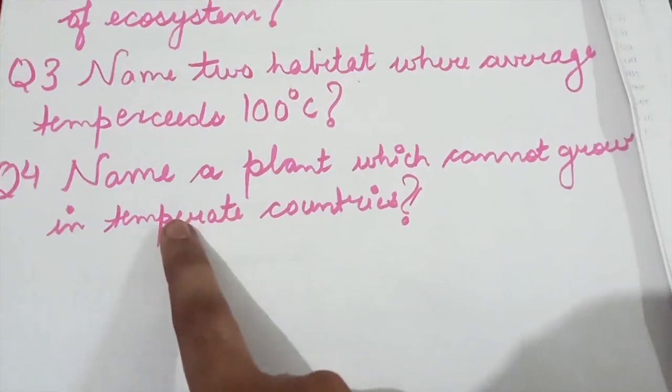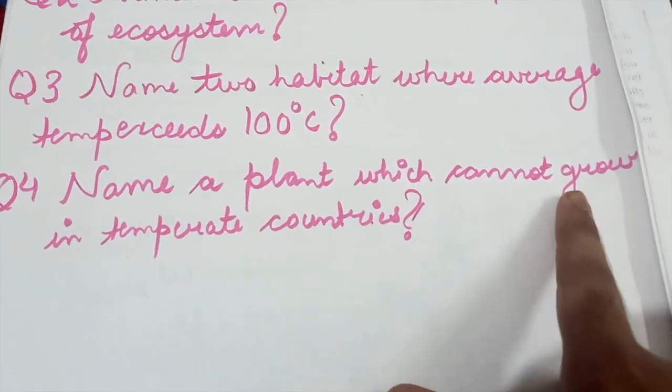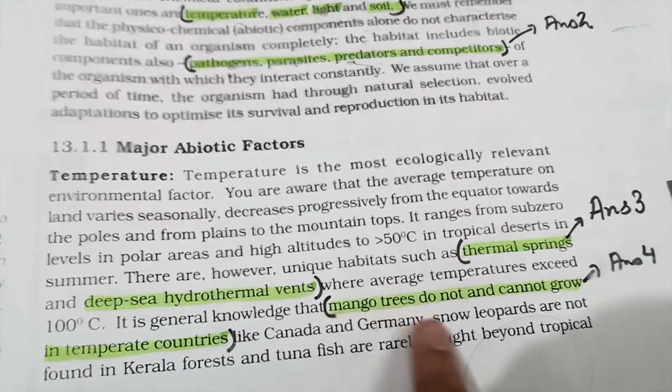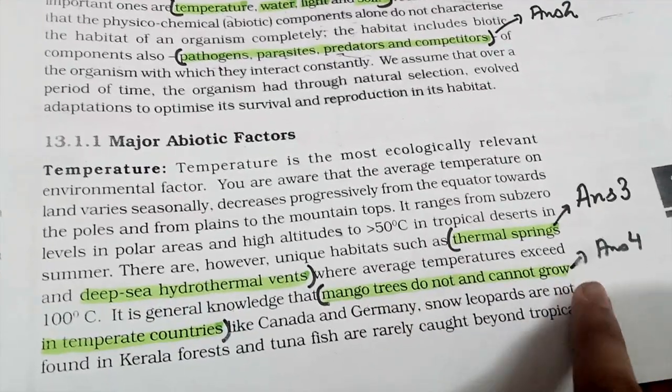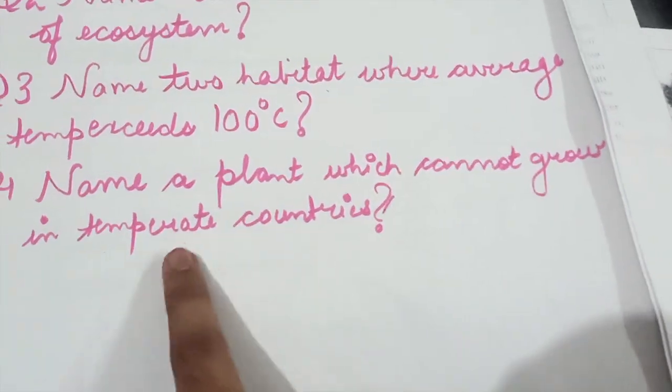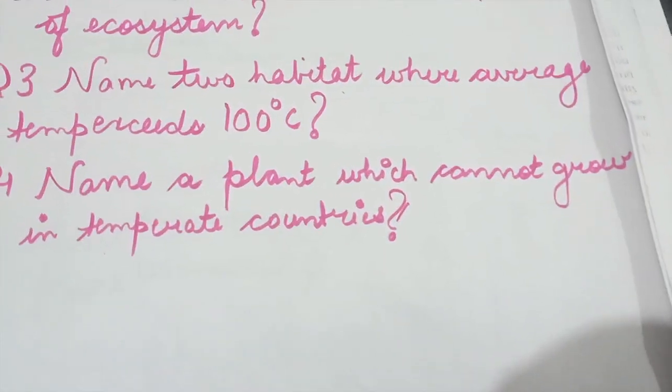The next question which can be asked is, name a plant which cannot grow in temperate countries. The answer is also given here: the mango tree cannot grow in temperate countries. So the plant which cannot grow in temperate countries is mango.